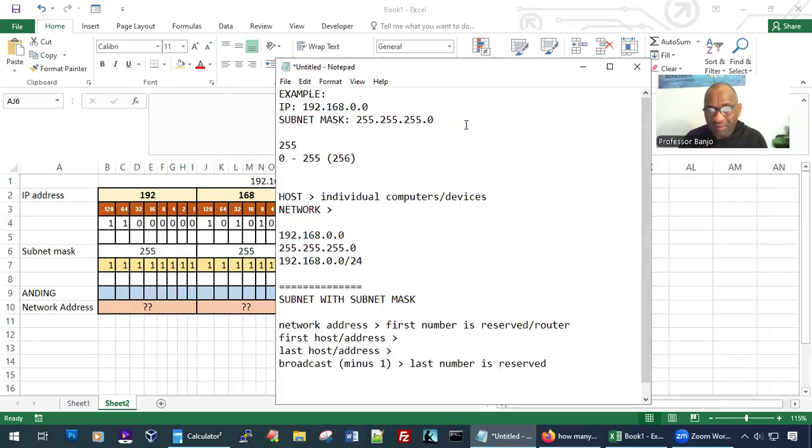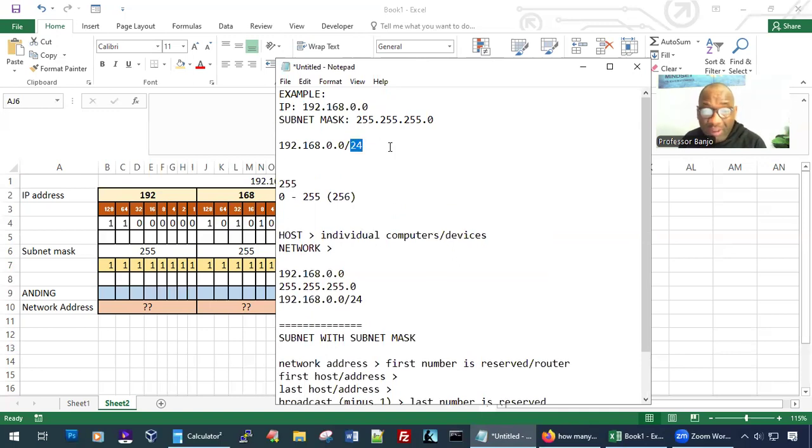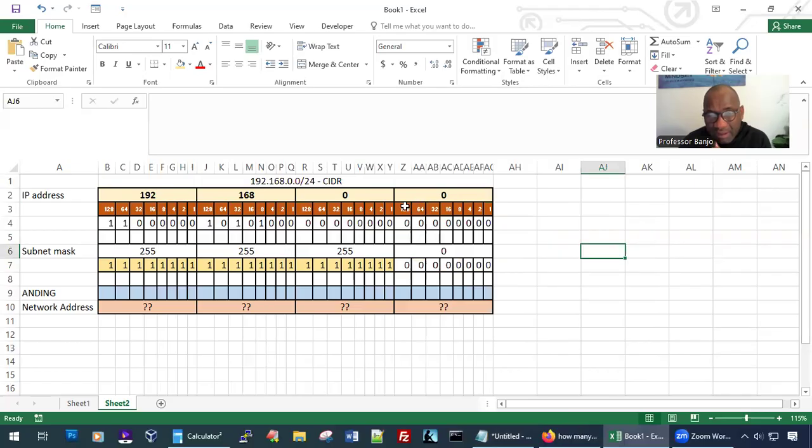The CIDR notation is here with a /24. So when you see a /24, it's telling you this is a subnet mask, which is basically equal to having approximately 255 hosts, right? In the network portion, when you have all zeros, that is a complete set of hosts for the whole portion there.